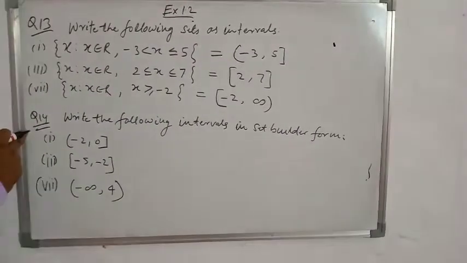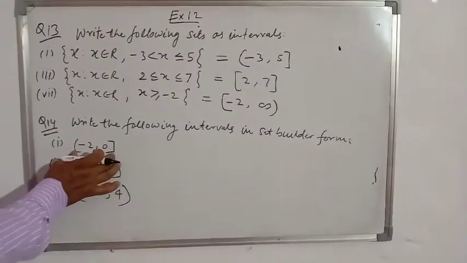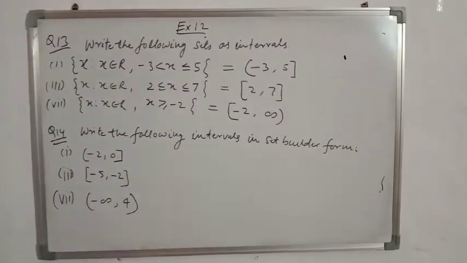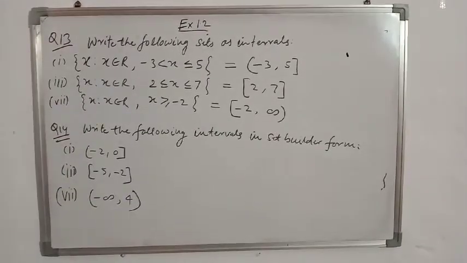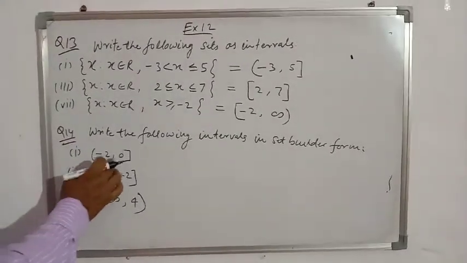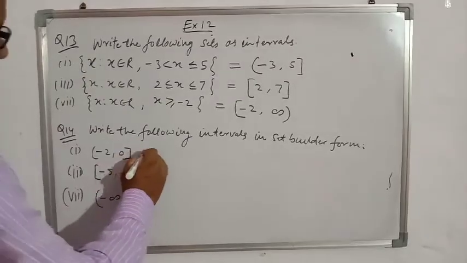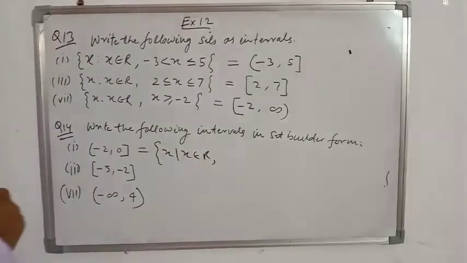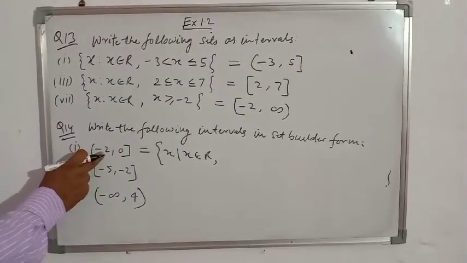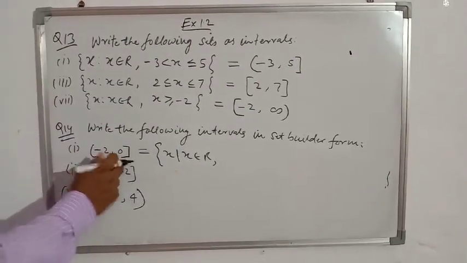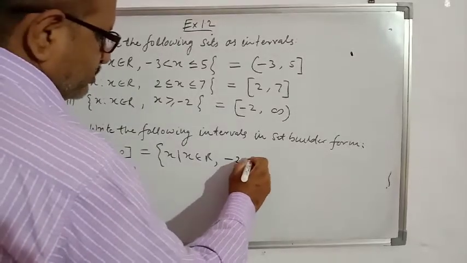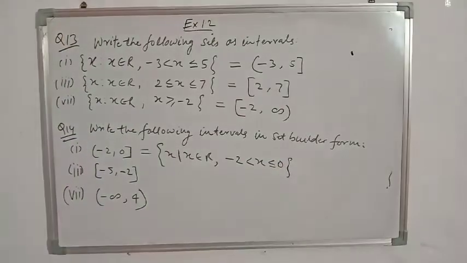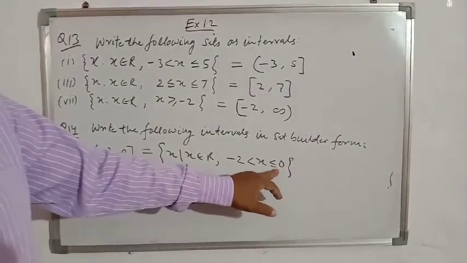In question number 14, an interval is given, and we have to write this interval in the set builder form. It is just the reverse of question number 13. So how can we write it in the set builder form? Like this: x such that x is a real number, but here -2 is not included and 0 is included. So we will write -2 less than x less than or equal to 0. 0 is included here, so put equal, less than or equal.